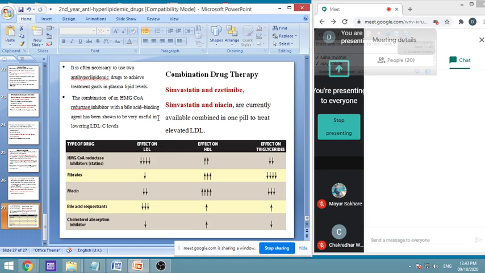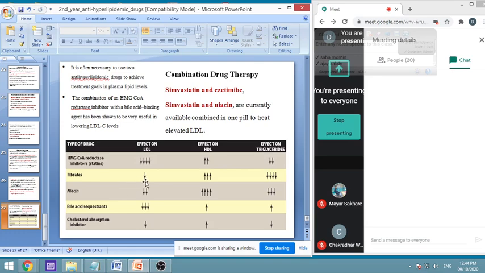These are the drugs, and how much effect they can show. The chart is giving this. HMG-CoA reductase inhibitors cause a very good, profound decrease in LDL. They can cause a good increase of HDL, and they also cause a good decrease in triglycerides. Because of this, these are the first line treatment.